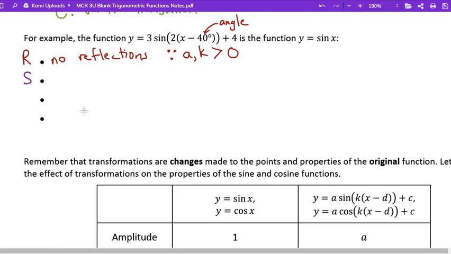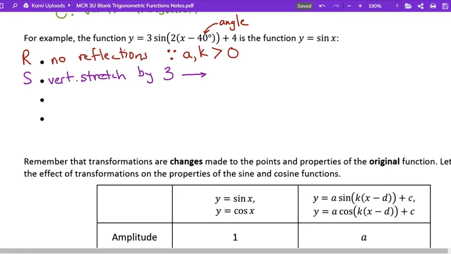Let's talk about the easy stretch first, the vertical stretch. What type of vertical stretch do we have? By 3. Vertical stretch by 3. Now, I want to relate it to the terminology we've been using in this unit.